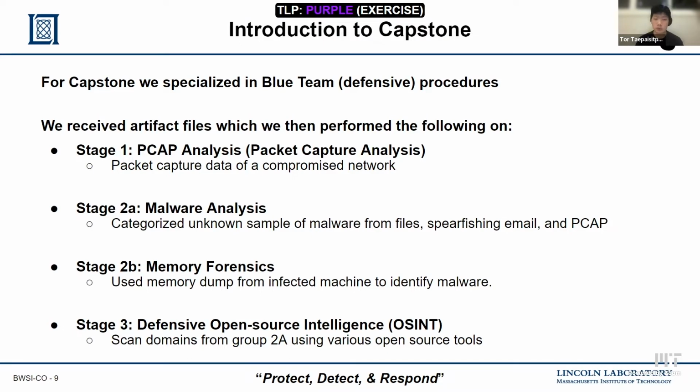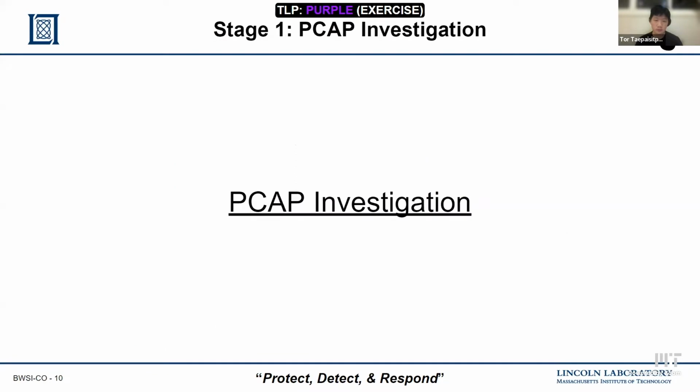For this capstone, we specialize in the blue team, which is the defensive side, and we were split up into 4 teams, making up 3 stages. The first stage performed PCAP analysis, also called packet capture analysis, basically analyzing the data which was pulled off of a compromised network. Stage 2A did malware analysis, where they categorized unknown samples of malware from files, and Stage 2B performed memory forensics, where they analyzed the memory dump from an infected machine. And finally, Stage 3 performed open source intelligence, where they pulled data from Stage 2A's research and then tried to establish information about the threat and different information.